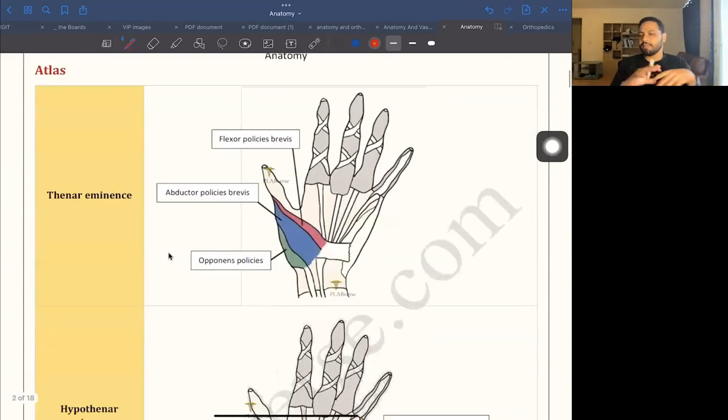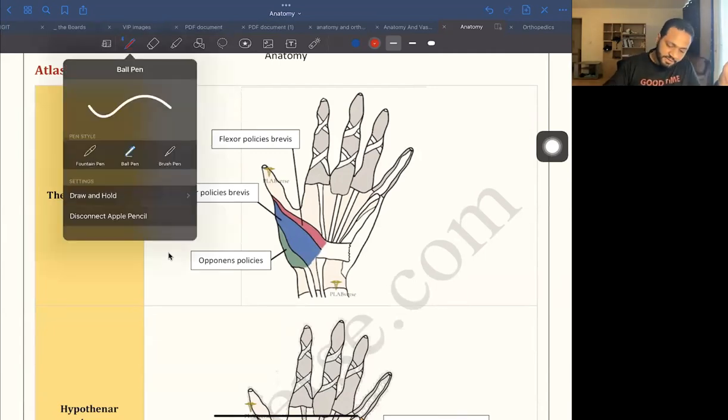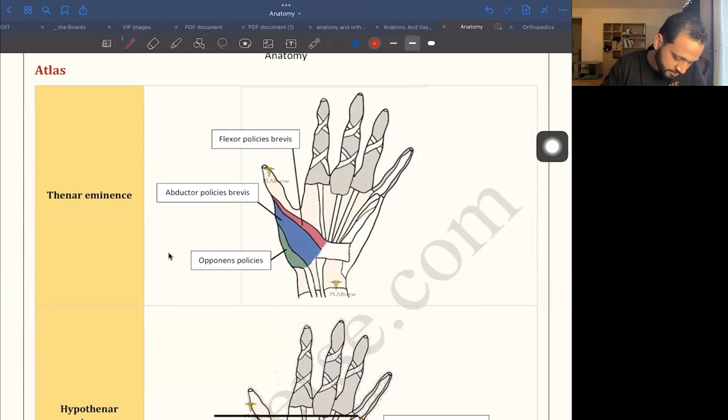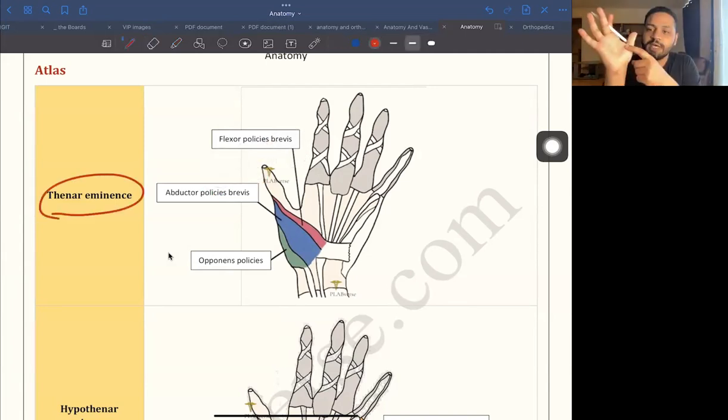So here, quickly, we're not going to go into detail of the upper limb anatomy, but basically we're explaining the common structures that come up in the exam. So here you have the thenar eminence. What is the thenar eminence? Okay, so the thenar eminence is this part of your hand, and this small part is called the hypothenar eminence. So this part, just at the base of your thumb, is the thenar eminence, and at the base of your little finger is your hypothenar eminence.